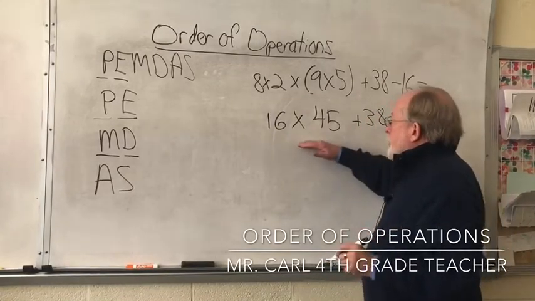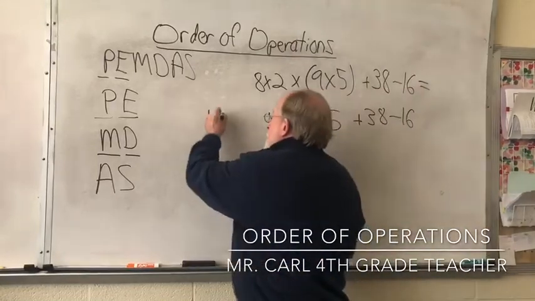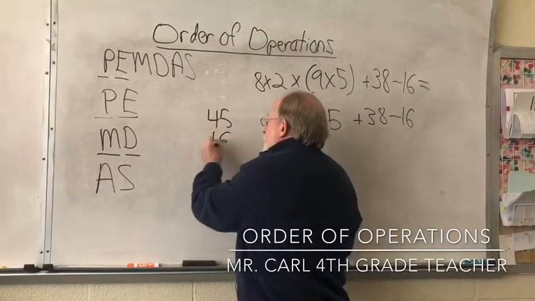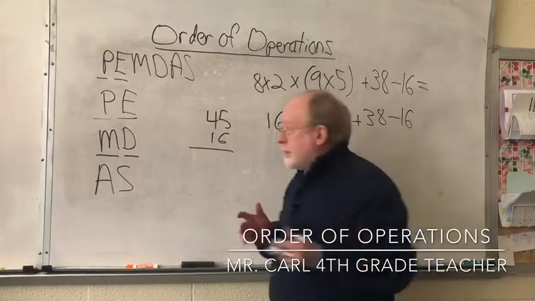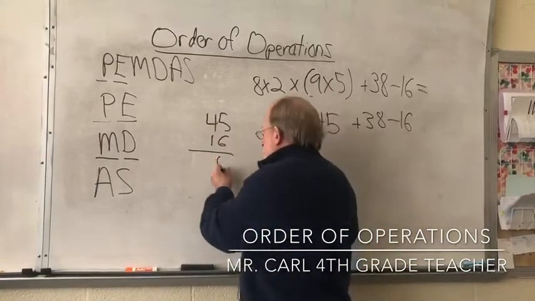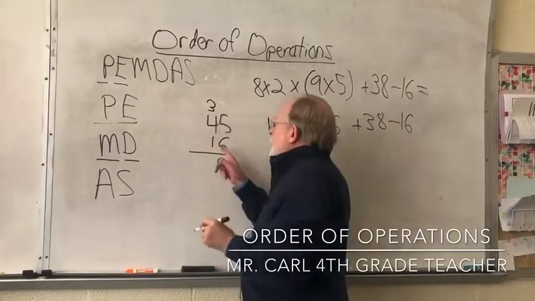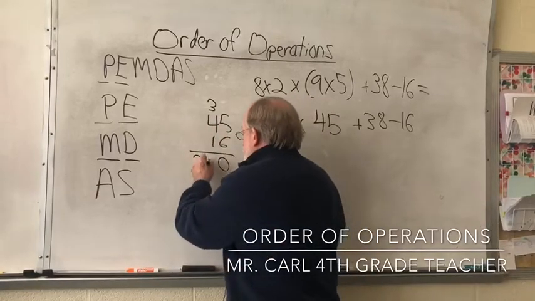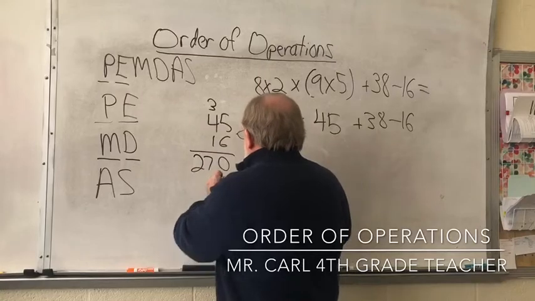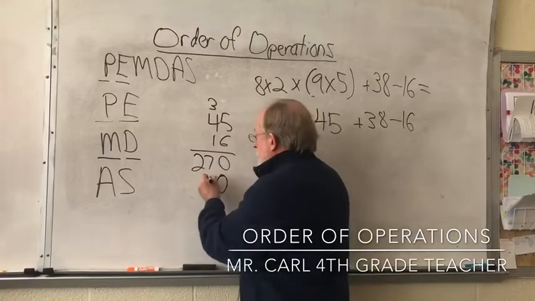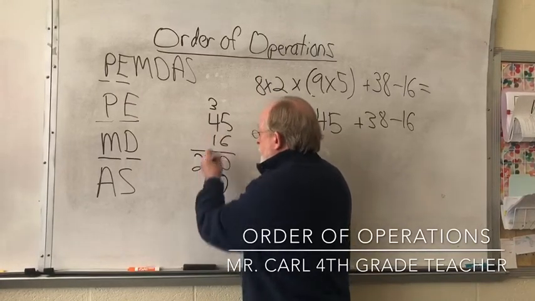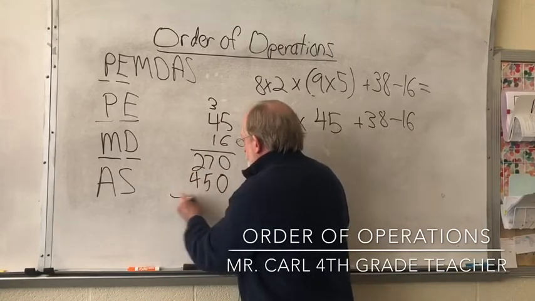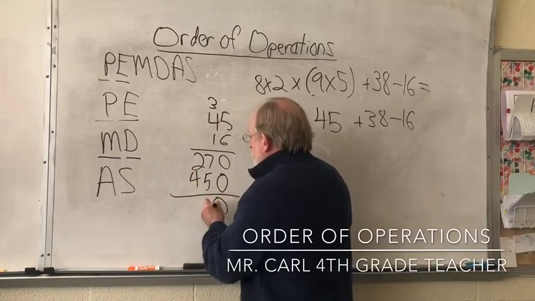So we multiply the 16 times 45, and we figure that out over here. You can always do the figuring on the side, that doesn't matter. 6 times 5 is 30. Put down your 0, carry your 3. 6 times 4 is 24. 24 plus 3 is 27. And then you have your placeholder 0. Then you put your 5 here. 1 times 5 is 5. And 1 times 4 is 4.